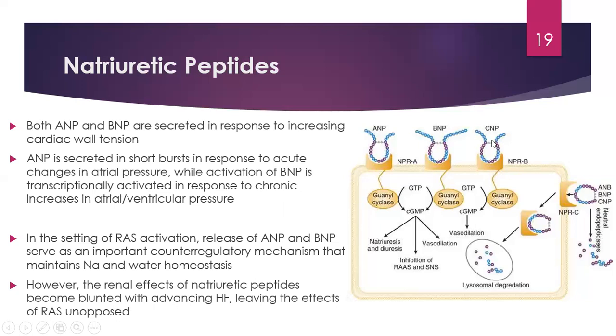This schematic just shows in a little more detail the action of these natriuretic peptides. So you have natriuretic peptide receptors A, B, and C. Natriuretic peptide receptor A is the receptor for ANP and BNP. ANP and BNP act via natriuretic peptide receptor A.